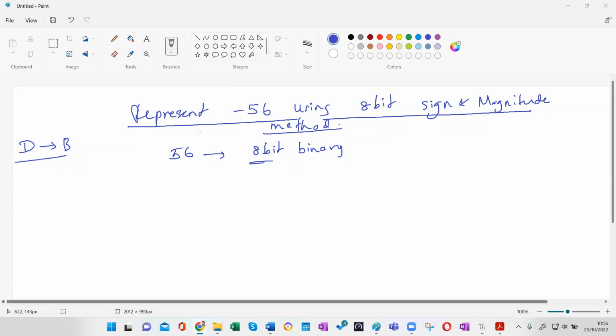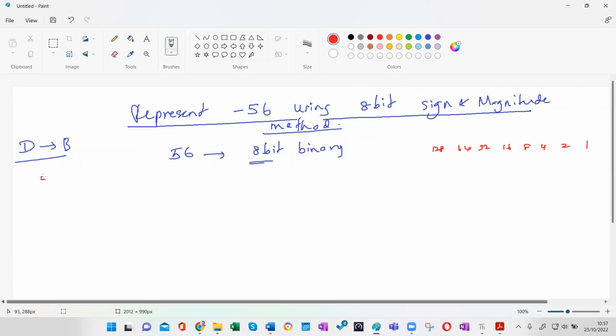Right, so first we need to represent the 56 in 8-bit binary. And that day I showed you an easy method to do this, which is also in the book, right? So what we do is this. We write the positional values for 8 bits: 1, 2, 4, 8, 16, 32, 64, 128.